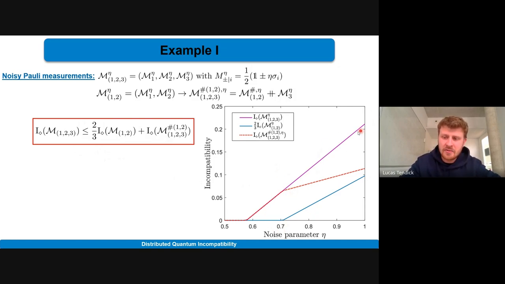So this purple line here is just the incompatibility of measurements 1, 2, 3 together, depending on this parameter eta. We can see that when eta is roughly 0.58, they start to become incompatible, and then it grows linearly. We can also see in this blue line, which is a rescaled version of the incompatibility of just two out of the three measurements, that they start to become incompatible at 1/√2, and then it grows linearly. And this red line is the term due to the presence of the third measurement, which has these kinks where it becomes pairwise incompatible and incompatible in general. The blue and the red line actually add up to the purple line.